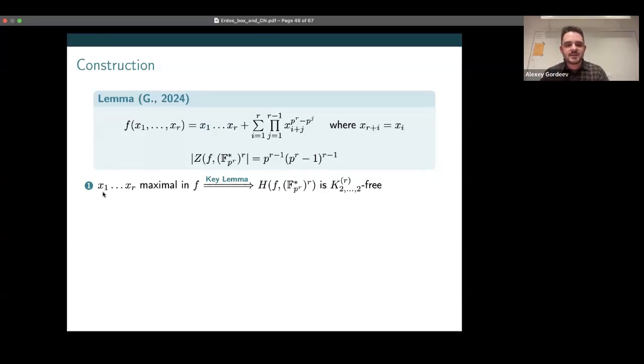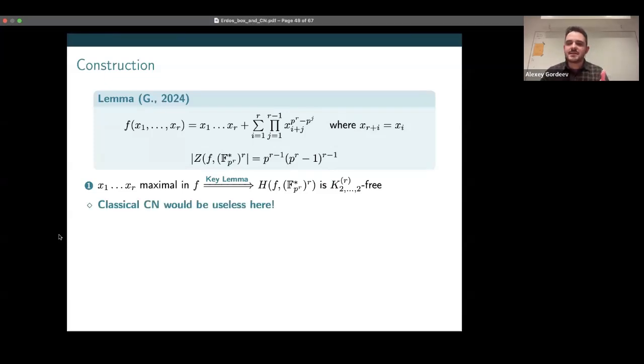And since here every variable is just degree 1, we get that on any product set, in particular on this product set, this polynomial's zero set, when viewed as a hypergraph, would be free of Erdős boxes, or free of copies of Erdős boxes, which is exactly what we want.